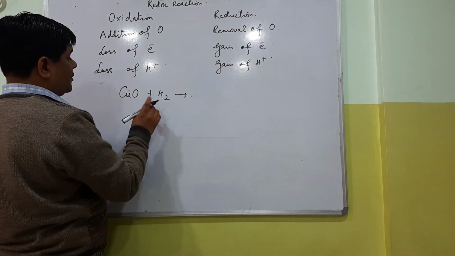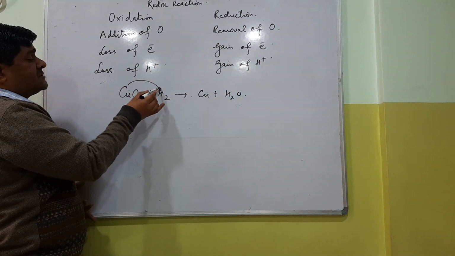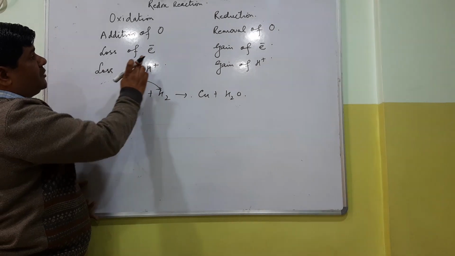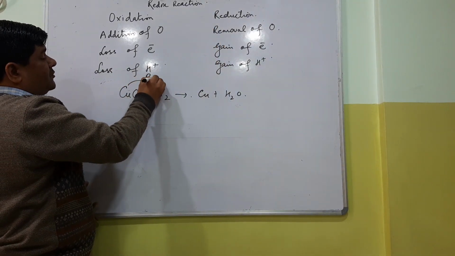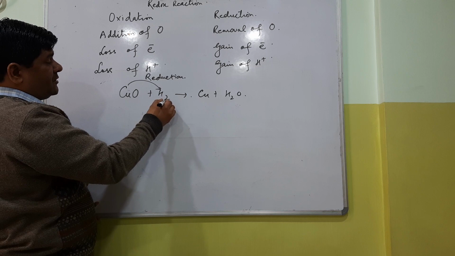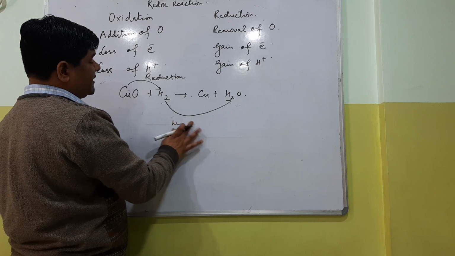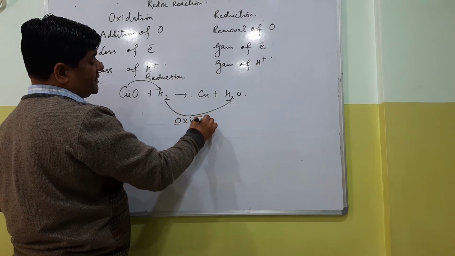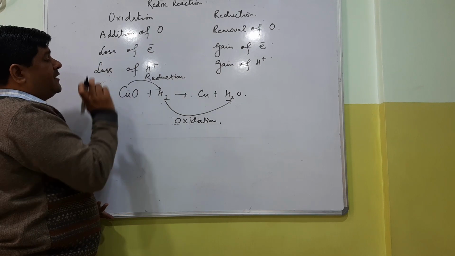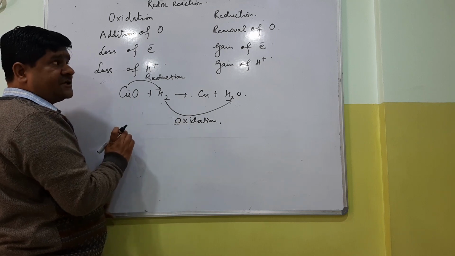then it results in the formation of copper plus water. Here copper loses oxygen to the hydrogen. When copper oxide loses oxygen to the hydrogen, you know that removal of oxygen is known as reduction. Hydrogen gains oxygen, so it changes to water. So hydrogen is said to be oxidized. Oxidation takes place. So when any substance loses oxygen, then it is called reduction. Any substance which gains oxygen, that is called oxidation.